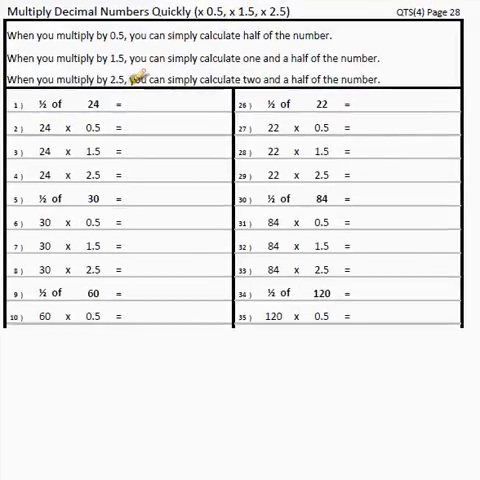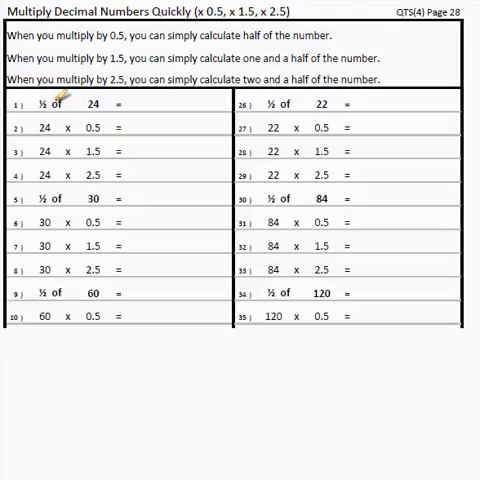Now, the method I just taught you is a very good method to use, but it can also be a slow method in some cases. Therefore, I'm going to show you an even faster method for the purpose of this test, where you only have a little time to work out your calculations. When you multiply by 0.5, you can simply halve the number. When you multiply by 1.5, you can simply calculate 1.5 of the number, and so on.